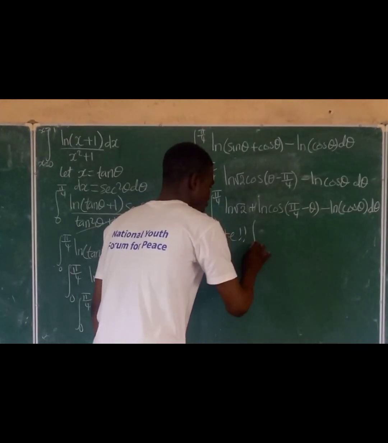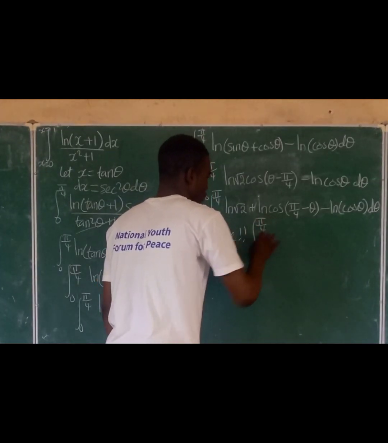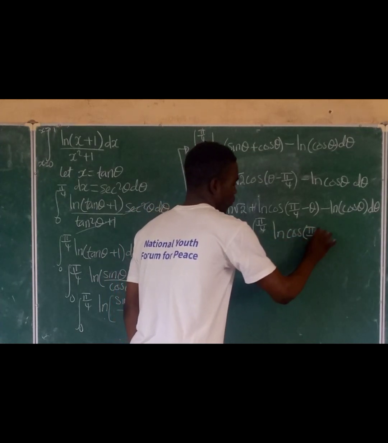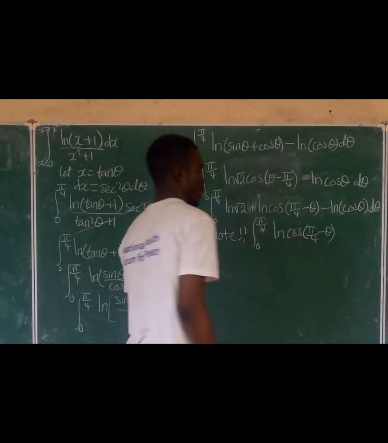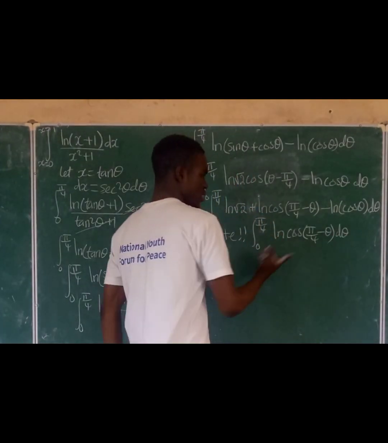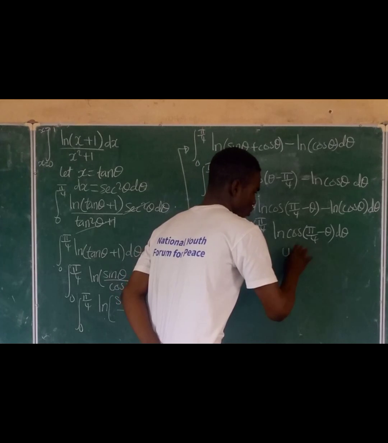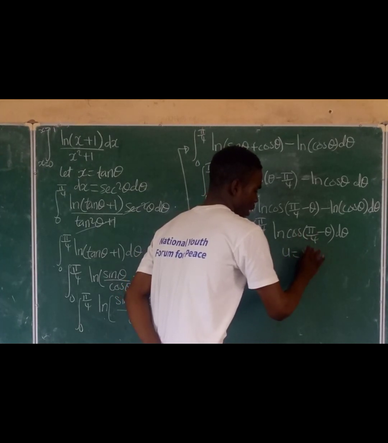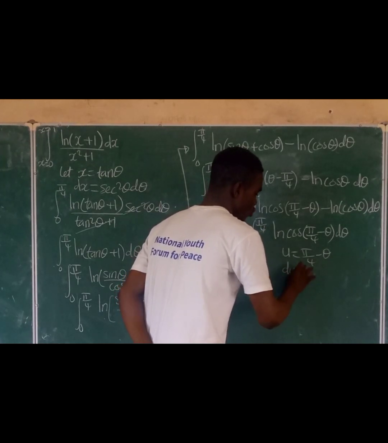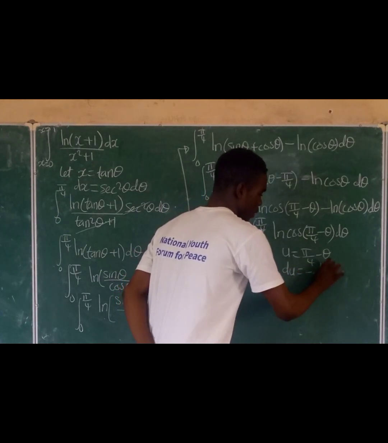Let's take a look at the integral from 0 to pi over 4 of the natural log of cosine of pi over 4 minus theta d theta. Let's do a nice use of substitution: let u be the input, that's pi over 4 minus theta. Therefore, we're going to have du equal to negative d theta, right?